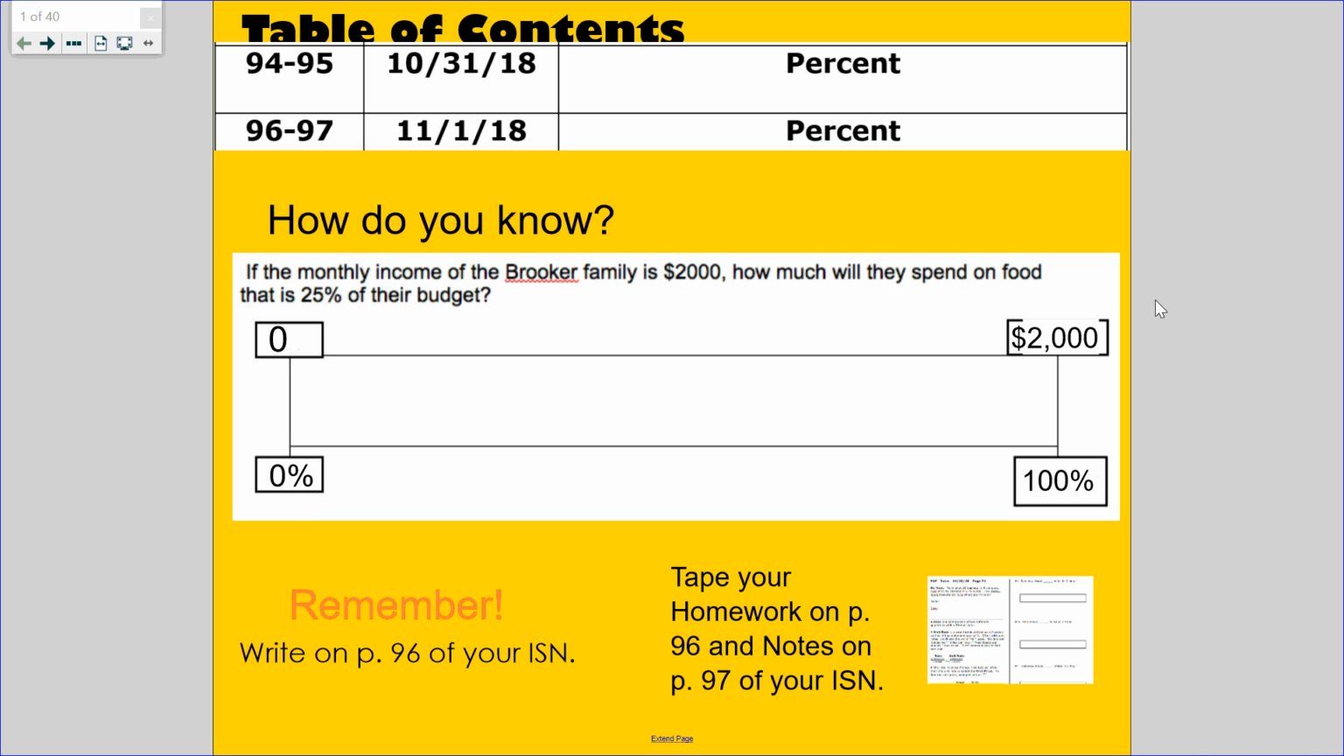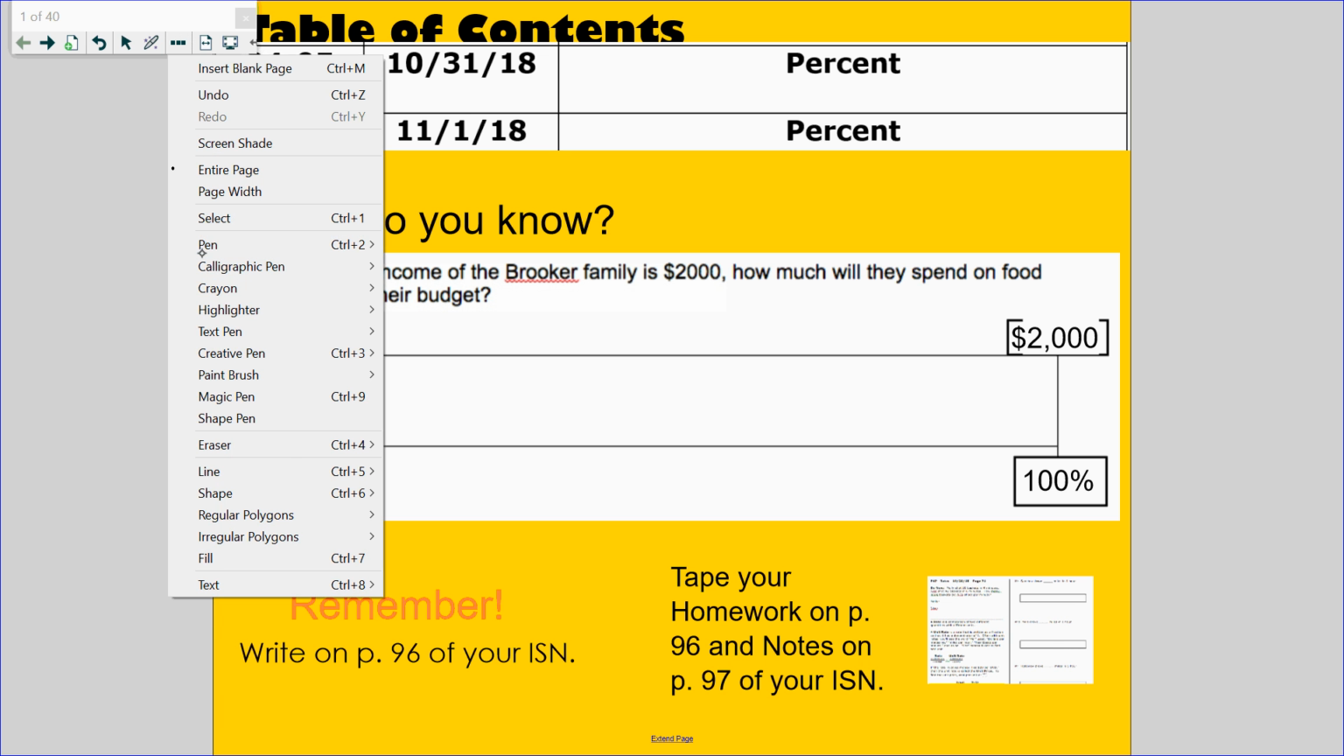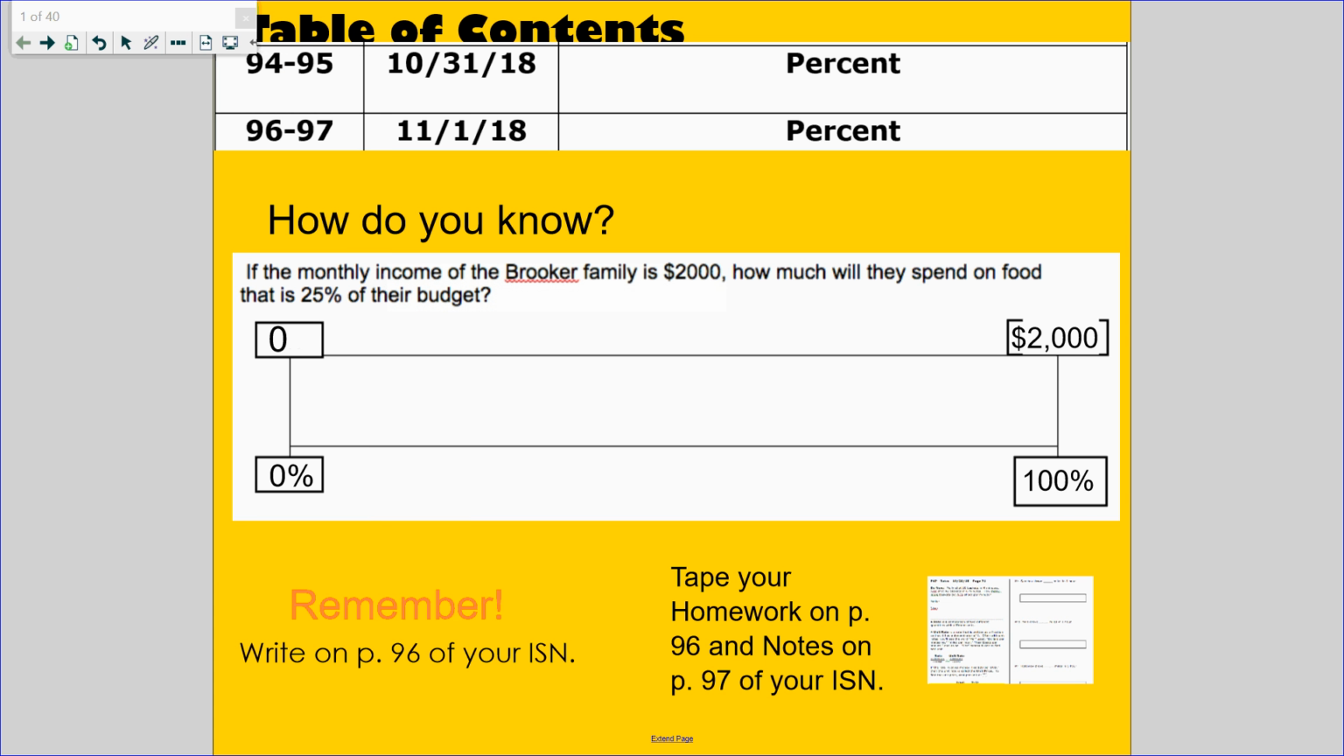If the monthly income of the Brooker family is $2,000, how much will they spend on food that is 25% of their budget? So let's get my marker out. And what does that mean? 25% of the budget. Well, this whole bar represents 100%. So 100% is $2,000. So I'm going to do the benchmarks. So I know that this represents 50%, this represents 25%, and this represents 75%.